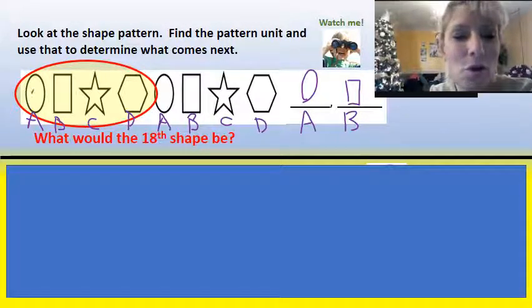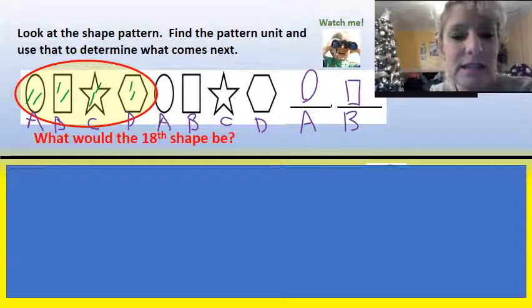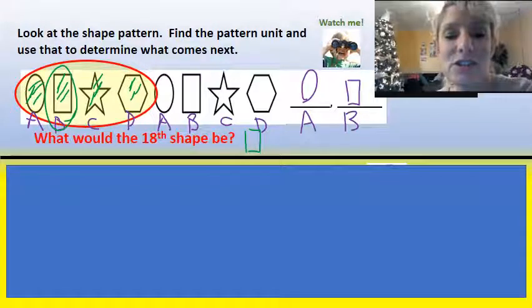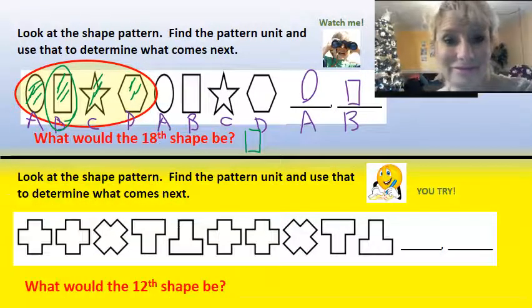Watch me. 1, 2, 3, 4, 5, 6, 7, 8, 9, 10, 11, 12, 13, 14, 15, 16, 17, 18. So my 18th shape would be my rectangle. All right, I'm going to give you an opportunity to try one on your own, and then we'll check it together. Here you go.